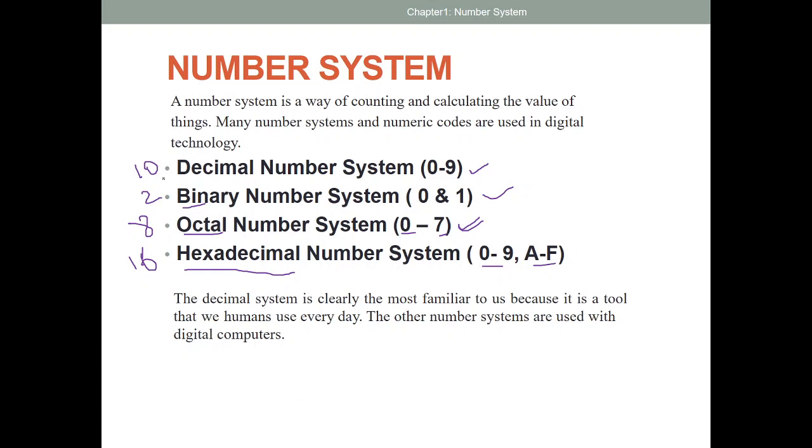The decimal system is clearly the most familiar to use because it is a tool that we humans use every day. So it is 0 to 9. We are using the numbers 0 to 9, so these are human numbers. All the other number systems are used with the digital computer.